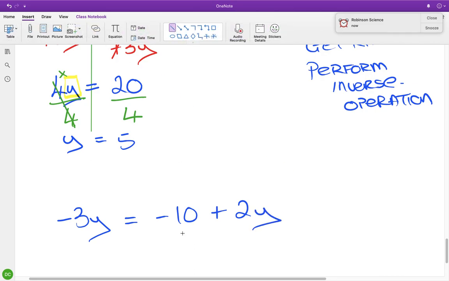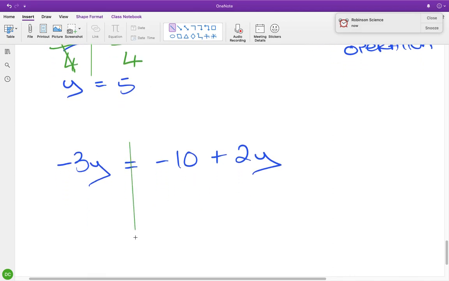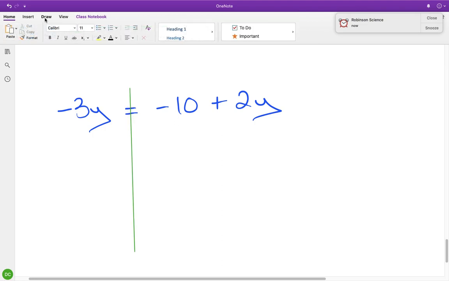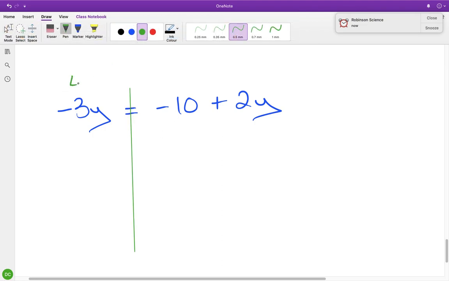Okay, so put in my line, and this is the left hand side, and this is the right hand side. And again, it doesn't matter which side you choose, so for consistency, I'll choose the left hand side.